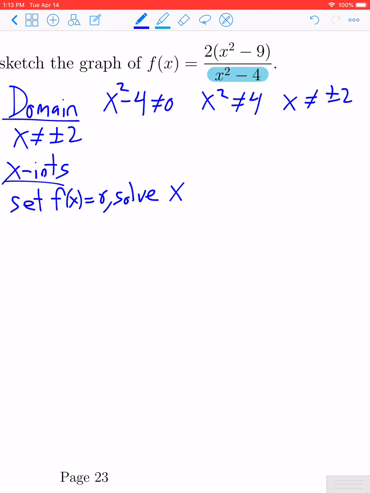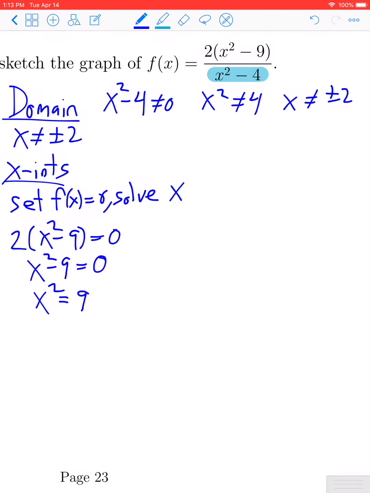If we do this, a fraction is only going to be equal to 0 whenever the numerator is 0. So I'm just going to do the shortcut of setting the numerator equal to 0. Divide both sides by 2. We get x squared minus 9 equals 0. Add 9 to both sides and then take the square root. We would get 2 intercepts, x equals plus or minus 3. So for this graph, our x-intercepts are going to be negative 3, 0, and then also 3, 0.